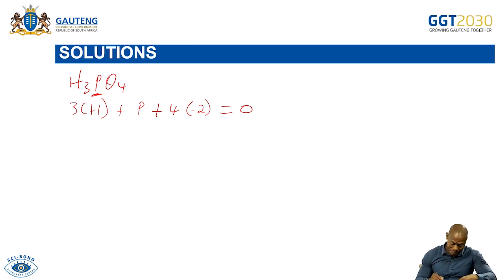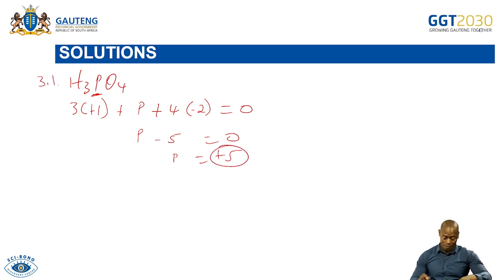Then I'm having 4 times negative 2 is negative 8. So what is negative 8 plus 3? Negative 8 plus 3 is going to be negative 5. So I'm having P minus 5 equals 0. So P will be positive 5. So that is our 3.1.